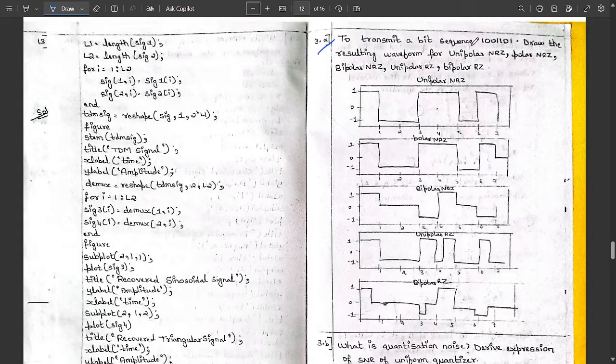They would be giving one simple bit sequence, and we need to draw the resulting waveforms for unipolar NRZ, polar NRZ, bipolar NRZ, unipolar RZ, polar RZ, bipolar RZ, along with the Manchester code also. So these are the simple waveforms for unipolar, polar, bipolar, unipolar RZ, bipolar RZ. You can note it down.